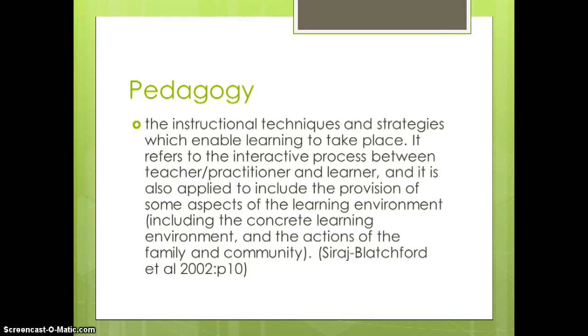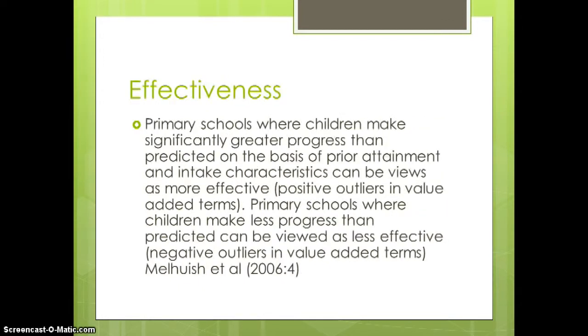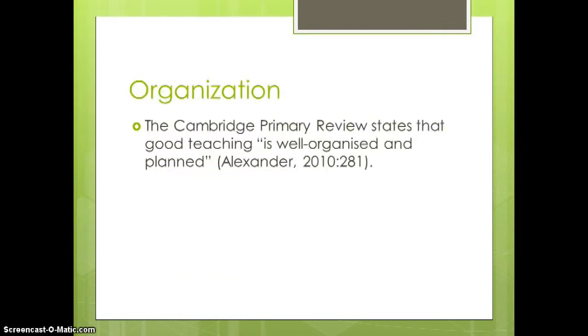So a better definition by Siraj and Blatchford in 2002 is the instructional techniques and strategies which enable learning to take place. It refers to the interactive process between teacher and learner, and it's also applied to include the provision of some aspects of the learning environment. We need to define what effectiveness is. Effectiveness can basically be defined as when children make greater progress than predicted. So based on prior research or prior expectations, when they achieve higher standards and higher results than what they have previously obtained.